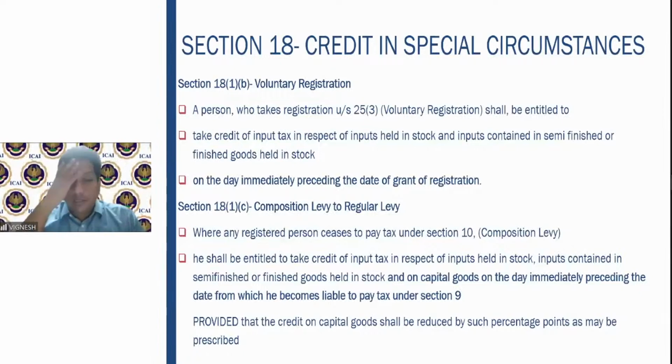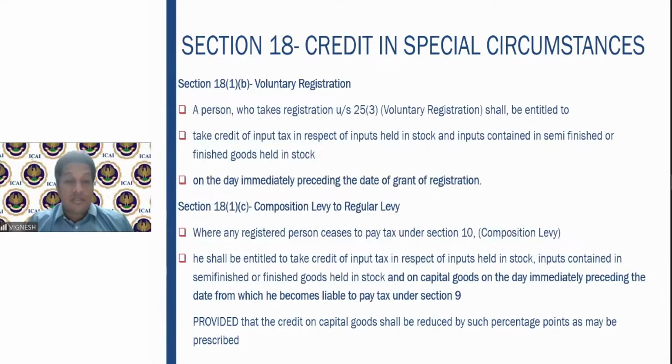The provision also says that on the capital goods, on the day immediately preceding the date from which he becomes liable to pay the tax under section 9. So when does he become liable to pay the tax under section 9? When his turnover crosses 1.5 crores, or when he himself has opted for the regular scheme once again. In that situation, the date preceding the date from which he becomes liable to pay the tax, whatever stock is there of inputs, finished and semi-finished goods, and on the capital goods, whatever input tax is there, he can claim the credit.